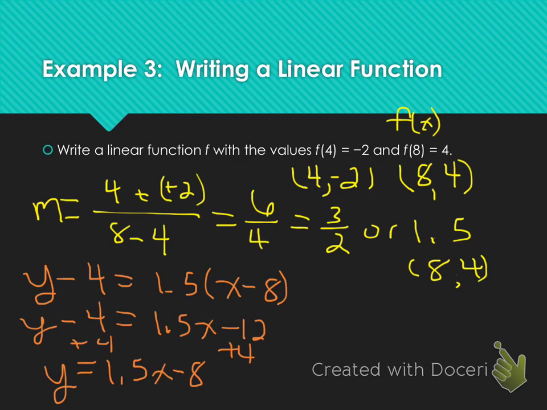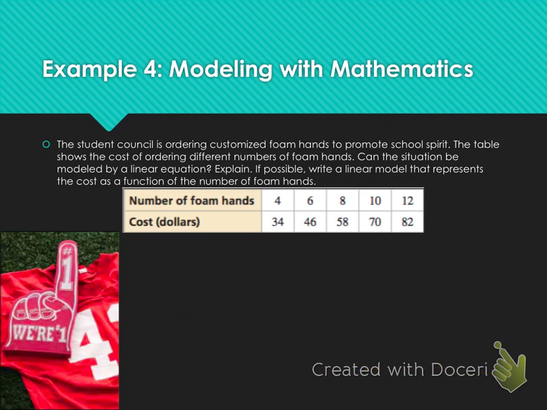But remember though, we were originally not asked to write the linear equation. What we were asked to write is the function notation. And remember, with function notation, all you do is take that y and put f of x in the terms. So now you just got f of x equals 1.5x minus 8. That's how it would be written in function notation.